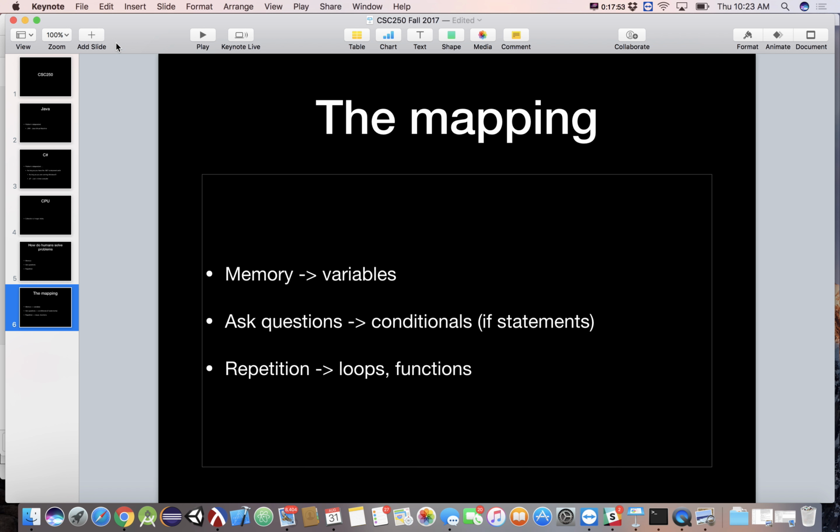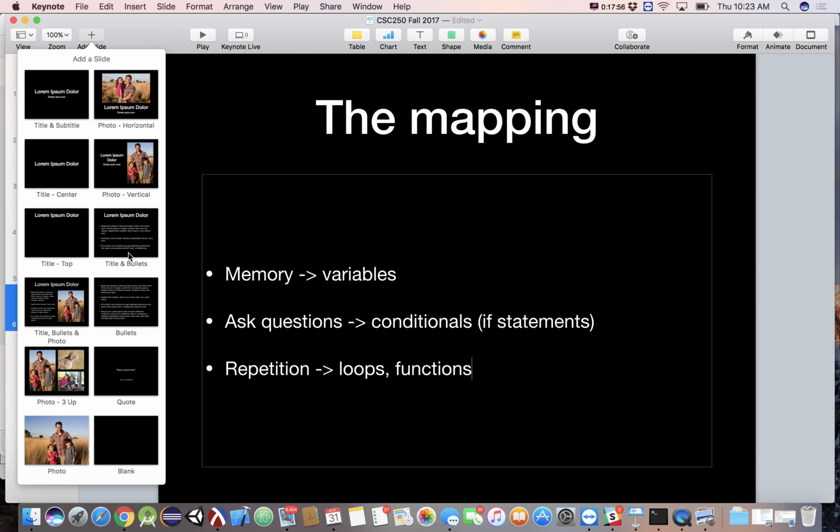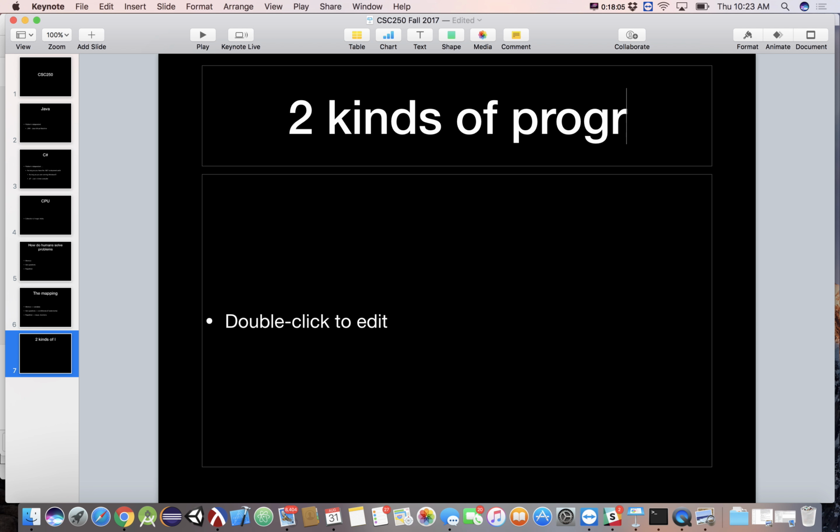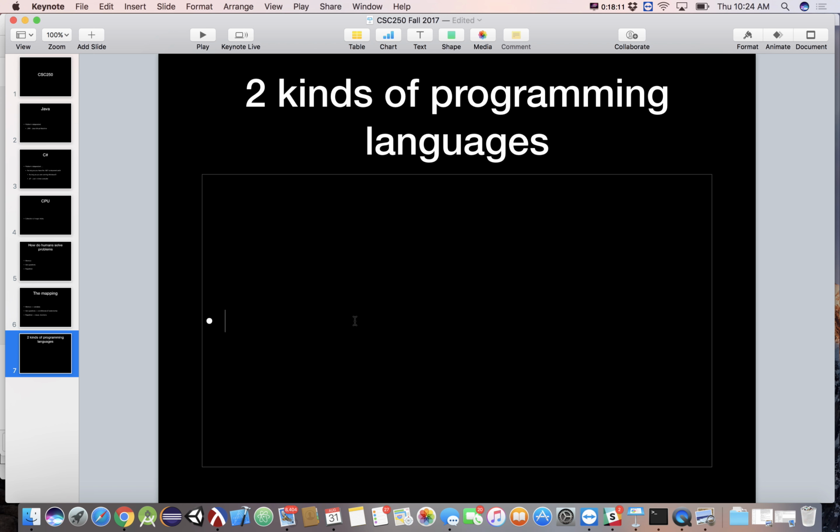Okay? Now, one thing we do have to deal with when we make that jump from Python to Java. Back to this slide about two kinds of programming languages. We have loosely typed and strongly typed. Anybody remember what the difference between a loosely typed language and a strongly typed language is?